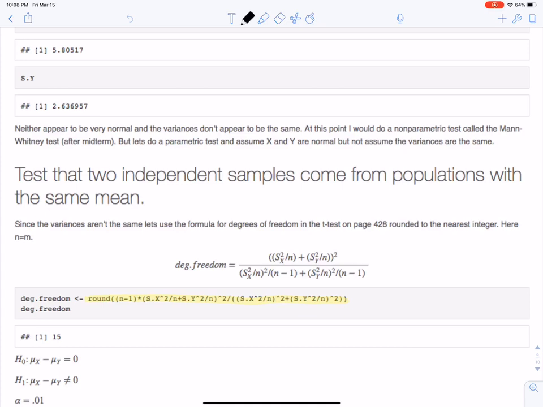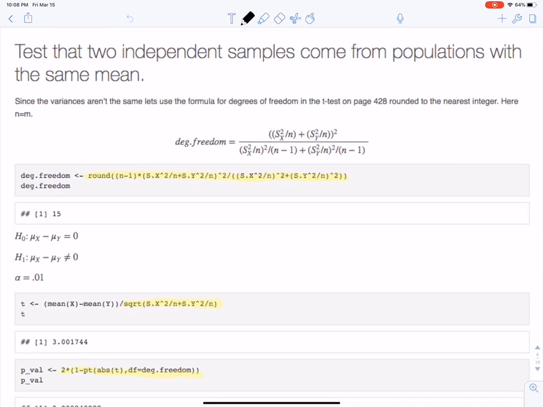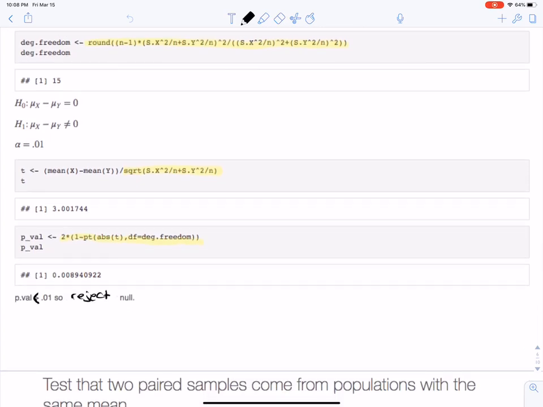We're going to do an unpaired test. So the SDs are different, so we have this complicated formula for the degrees of freedom. Here's how I code it in R, and I get a test statistic which is a t distribution with 15 degrees of freedom. I can find then the p-value and see that it's less than 0.01, so I reject the null.